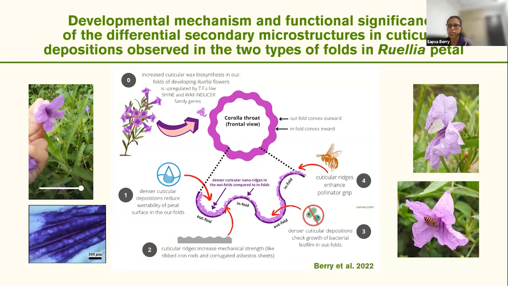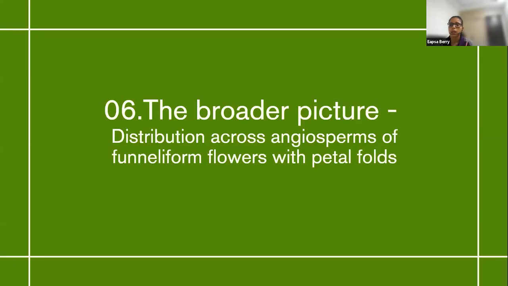And last but not least, the pollinator, as you see in these photographs of Ruellia, lands on the flower, and the flower petal gives the pollinator a proper landing on the flower. Finally, we move on to see the presence and distribution of funneliform flowers with petal folds across the phylogeny of angiosperms.